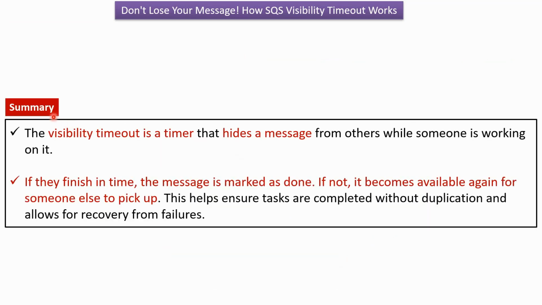Now we will see the summary. The visibility timeout is a timer that hides a message from others while someone is working on it. If they finish in time, the message is marked as done. If not, the message becomes available again for someone else to pick it up. This helps to ensure tasks are completed without duplication and allows for recovery from failures.